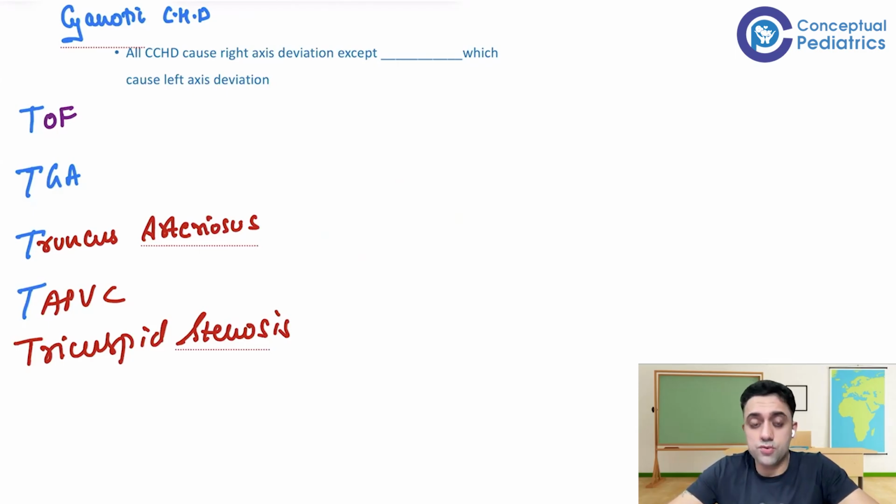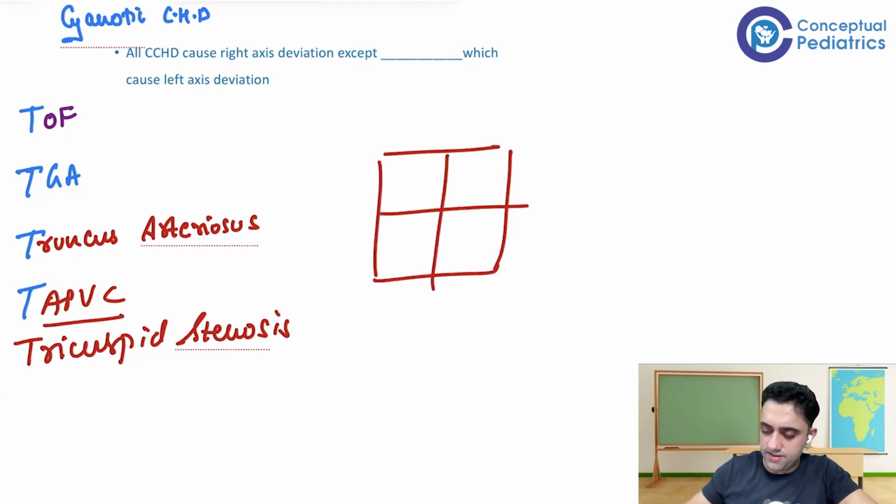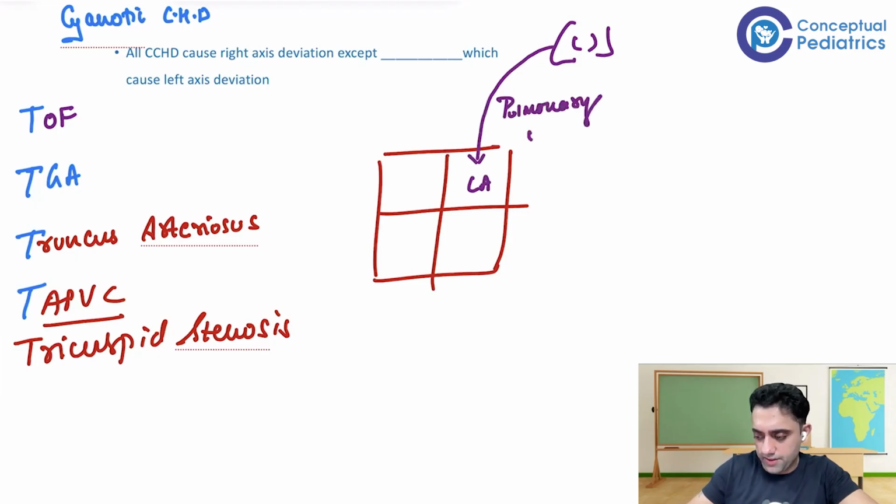Cyanotic congenital heart disease usually has a right axis deviation. For example, if I talk about TAPVC, we all know this is the four-chambered structure of the heart. The oxygenated blood from the lungs enters the left atrium with the help of pulmonary veins. This is normal. In a case of TAPVC, total anomalous, totally wrong pulmonary veins connection.